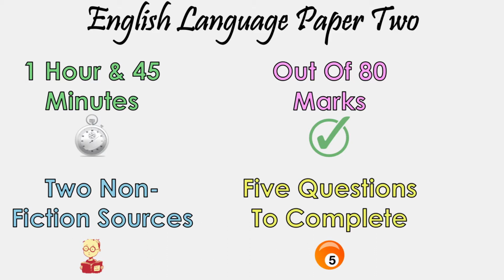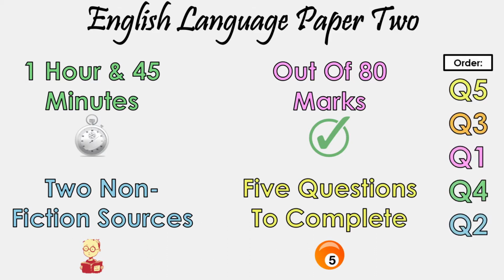There are 5 questions to complete on this paper, and I think the best order to complete these in is this order. Question 5 first, then question 3, 1, 4, and finally 2. And the reason for this is that you always get the big mark question out of the way first. Question 3 and question 1 are next, because you only need to read one source for each of those questions. And then for question 4 and 2, you need to have read both sources for them to make sense. So we will leave those questions until last.